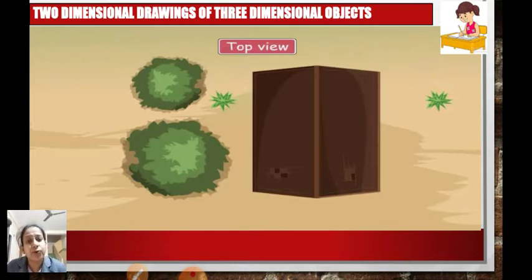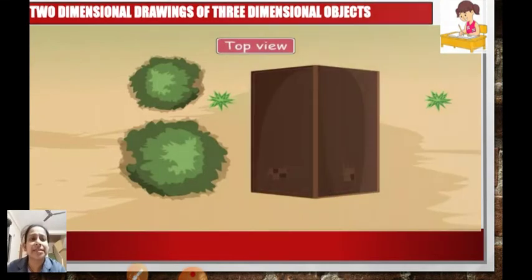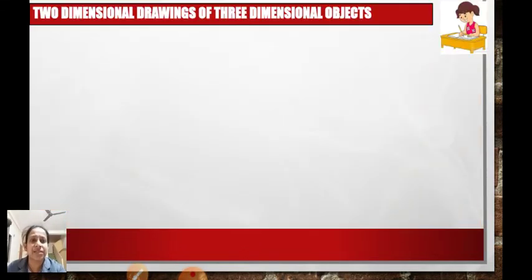So therefore three-dimensional objects can be drawn from any of the three views. So if we see from the top, it looks like this. If we see from the front, it will look how I have shown now, right? Now let's see certain examples here. Now look at this figure now.